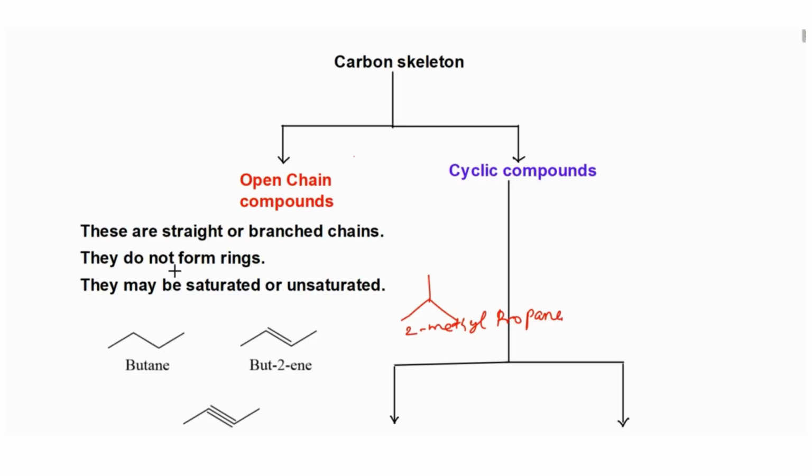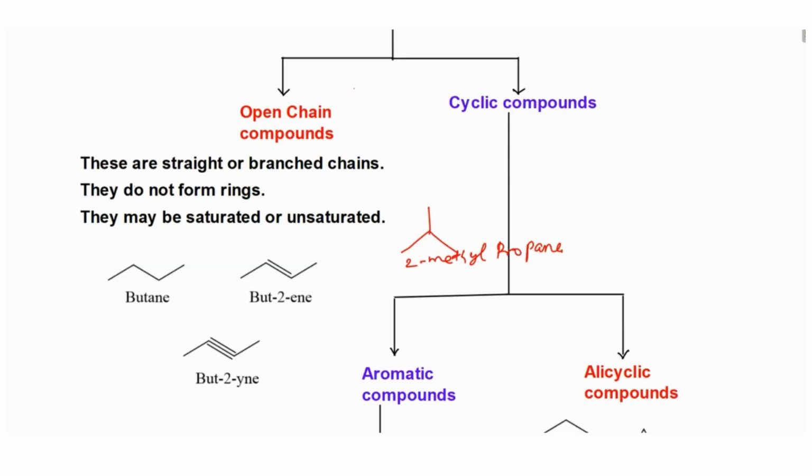And they are not in a ring form, because these are open, not closed, and they may be saturated or unsaturated. For your information, I already posted a lecture about saturated and unsaturated compounds; I have given the link in the description. Please go through that. So this is how the open chain compounds may exist. They may be straight or branched, and saturated or unsaturated, and these are the examples.